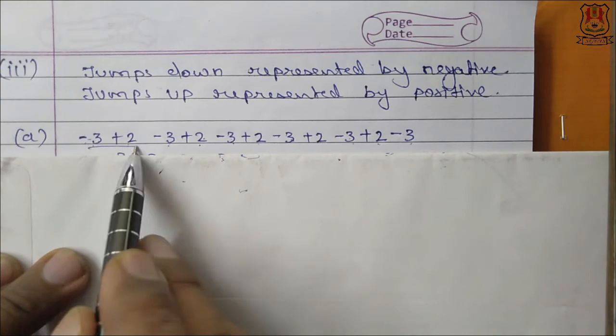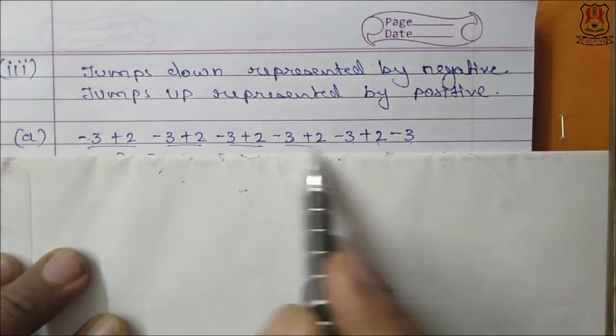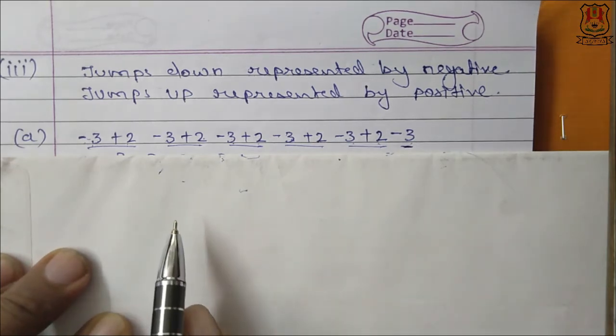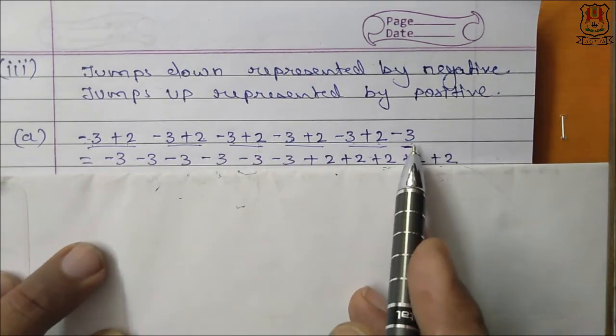So all these are the pairs of jumps downwards and upwards, and at the last he reaches the water level.